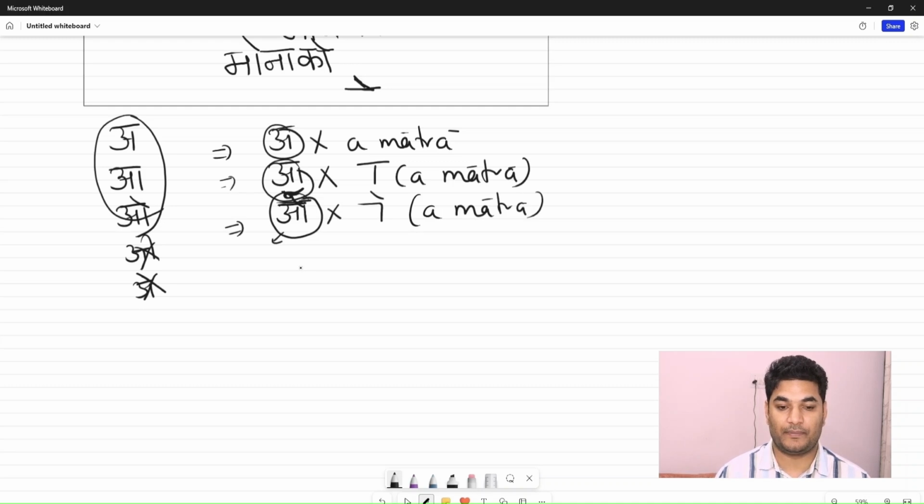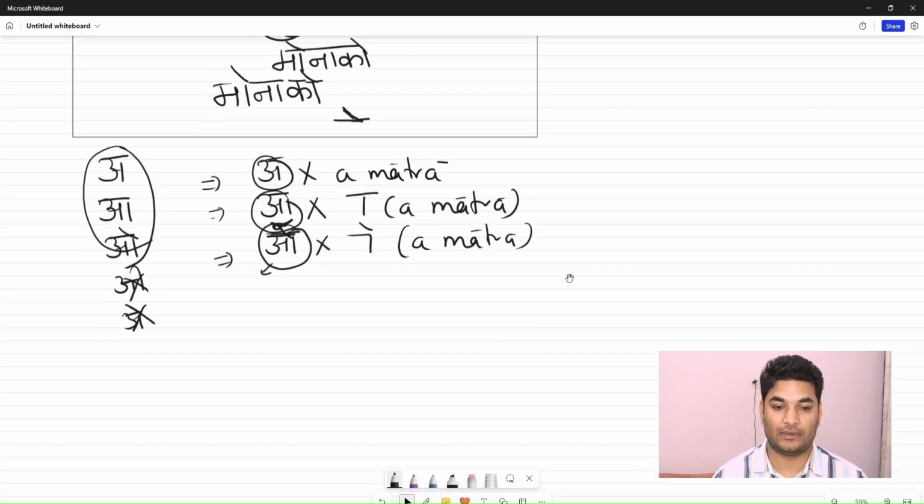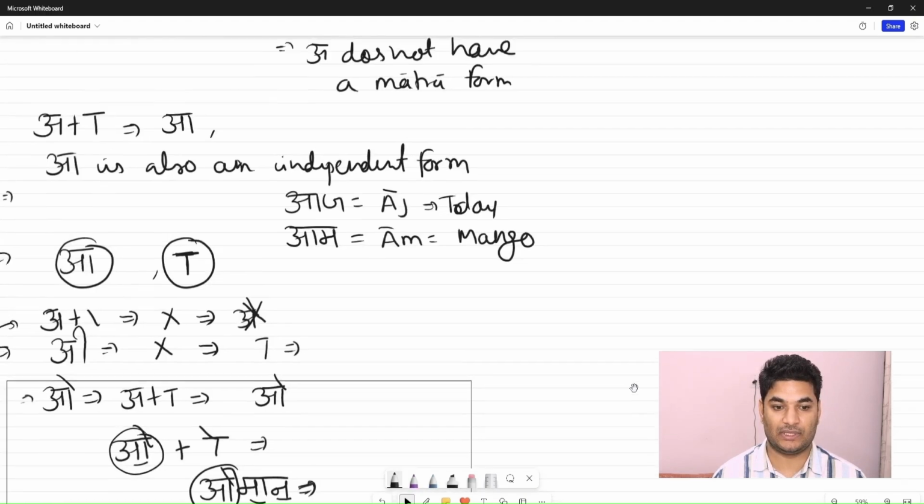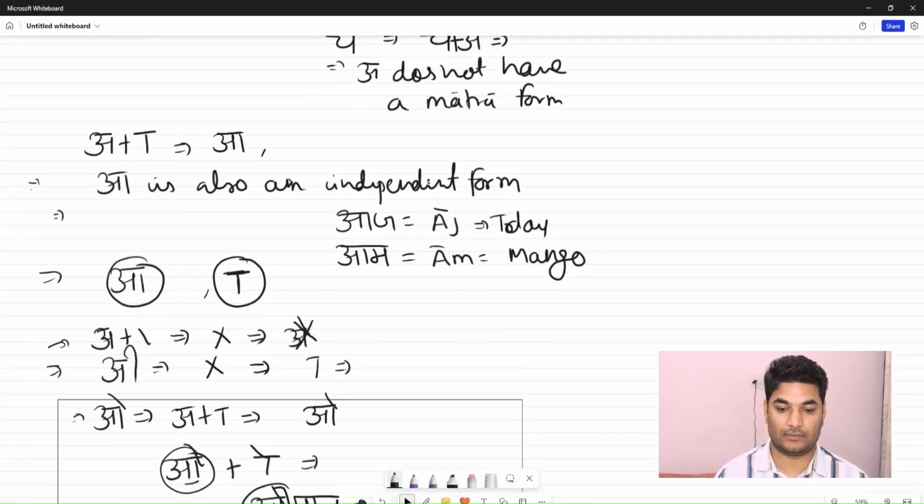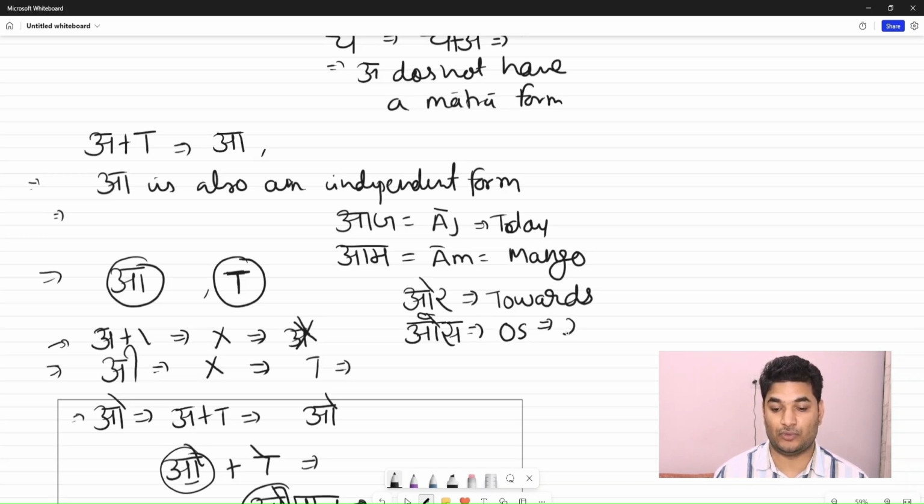So I hope this is clear for you. Should I give you more examples? For example, or is written like this, two words. Os is written like this. Os is give.